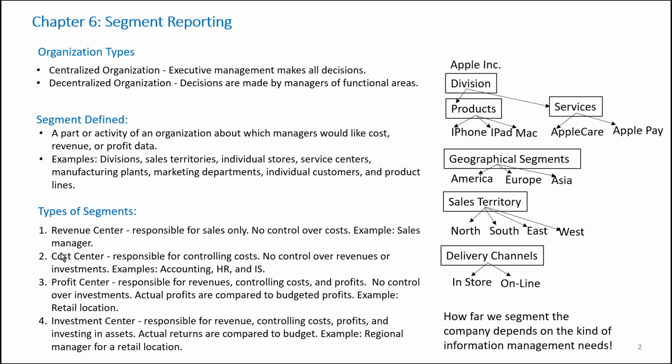On the other hand, the manager of a cost center is responsible for controlling cost. And examples here would be the manager of the accounting department, the manager of HR, and the manager of information systems. A manager of a profit center is responsible for revenues, for controlling costs, and overall profitability. Managers of profit centers are held accountable by comparing actual profitability to budgeted profitability. So an example here would be if you were the manager of a retail location.